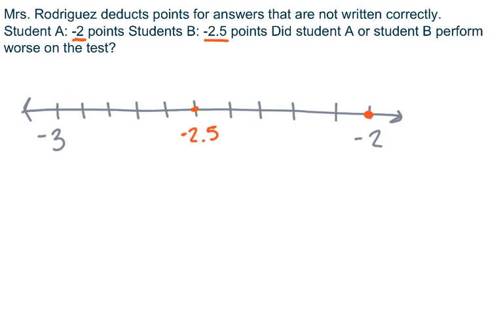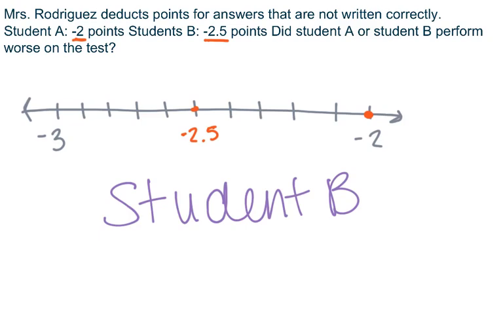So did student A or student B perform worse on the test? Remember, the farther left you go from 0, the smaller the numbers get. Student B performed worse on the test because -2.5 is smaller than -2.